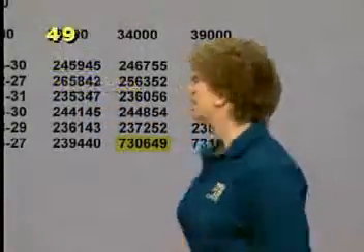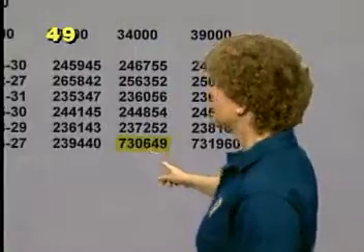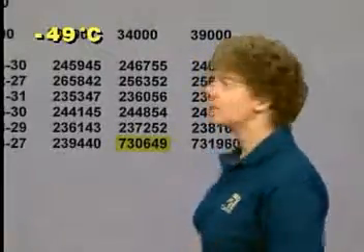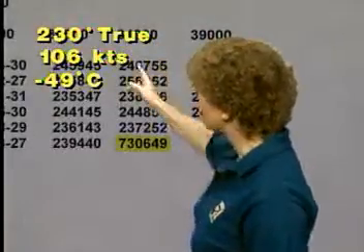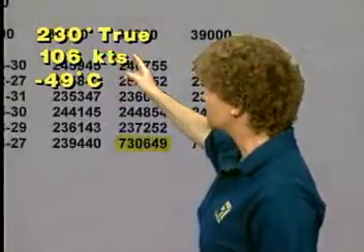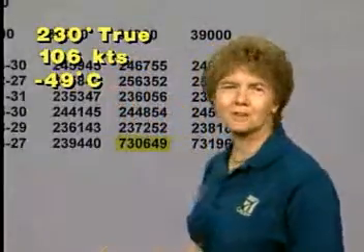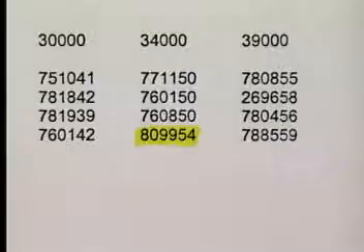Temperature is easy. The 49 there stands for a minus 49 degrees C because you remembered to put your own minus sign in front of it. And the forecast wind is a wind from 230 degrees true at a velocity of 106 knots and a temperature of minus 49 degrees C.